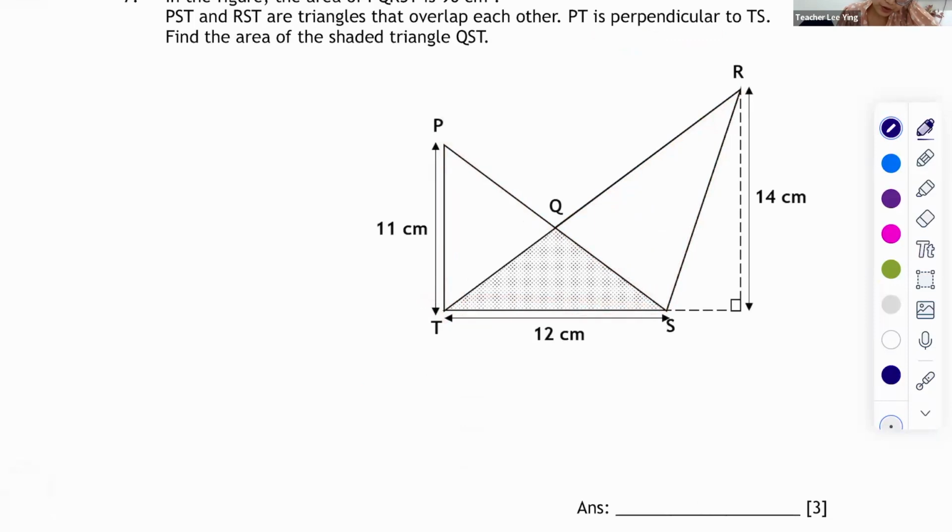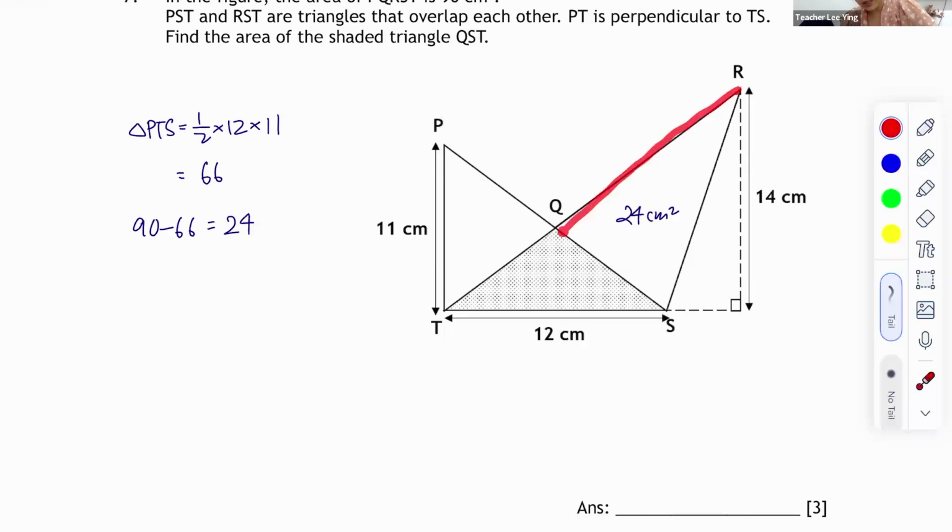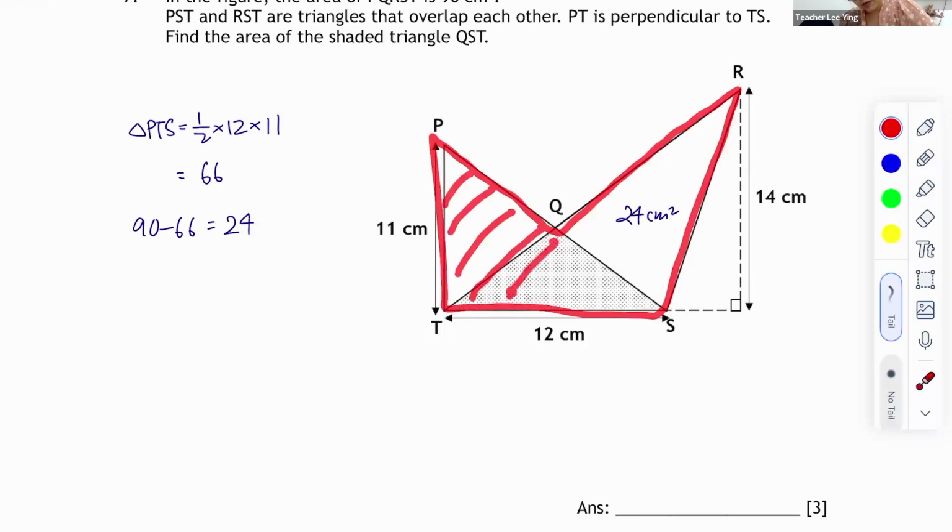triangle. So triangle PTS area is going to be half times base of 12 multiplied by the height of 11. This will give me 66. So if I were to take 90 and subtract the 66, I will get 24. And that's the area of this unshaded area here, because I'm taking 90 and subtracting this area over here. So I get 24.